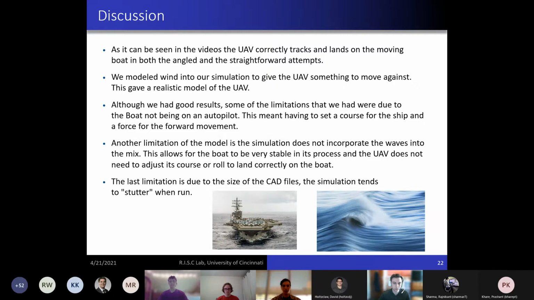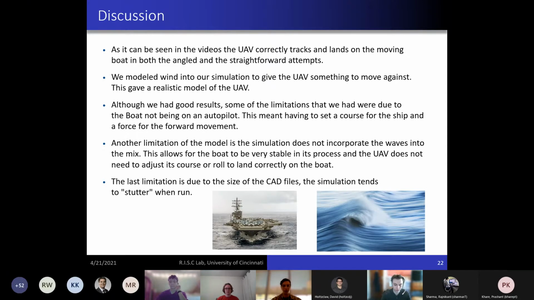And although we did have good results, some of the limitations that we had were due to the boat not being on an autopilot, so we had to manually set the course for the ship and give it a thrust forward. Another limitation that we had in our model is the simulation does not incorporate waves into our mix. This allows for our boat to be very stable in its process, and the UAV does not have to adjust its course or roll to correctly land on the boat.